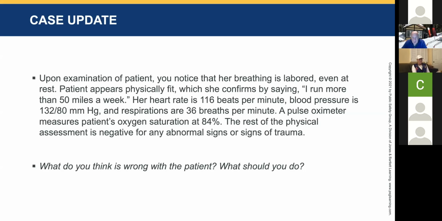Okay, so she's got a pretty rapid heartbeat. Her blood pressure is a bit high. Respiration, she's sucking like mad. So again, pulse ox showed it was 84%. That would make somebody gasp. Trust me, I know it. Okay. So we talked about what was wrong with the patient, possible pulmonary edema. What should we do? Oxygen and call for transport, right?